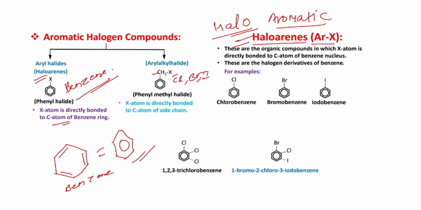So these are the organic compound in which X atom, that means halogen atom is directly bonded to carbon atom of benzene nucleus. So these are the halogen derivatives of benzene. So for example, this is chlorobenzene, so that is Cl is attached with benzene. The next one is bromobenzene. This one is iodobenzene. So other examples are like हामीले यसमा नेमिङ पनि गर्न सक्छौँ.